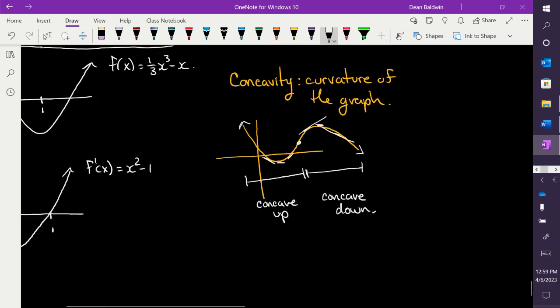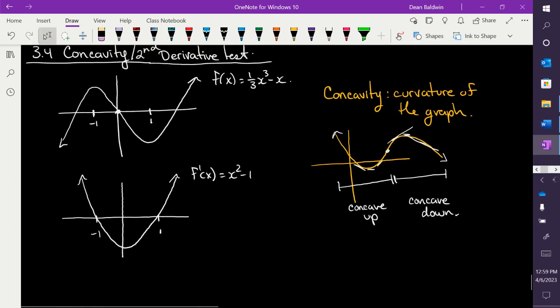All right. So if we look at this graph here, f of x is equal to 1/3 x cubed minus x. And we sketch the derivative. Here's the derivative of it. Does everybody agree this is the derivative of that? x squared minus 1? Okay, there's the graph of that.